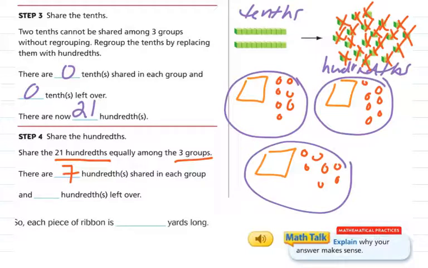1, 2, 3, 4, 5, 6, 7. And there are 0 hundredths left over. So boys and girls, each ribbon would be 1 and 7 hundredths yards long.